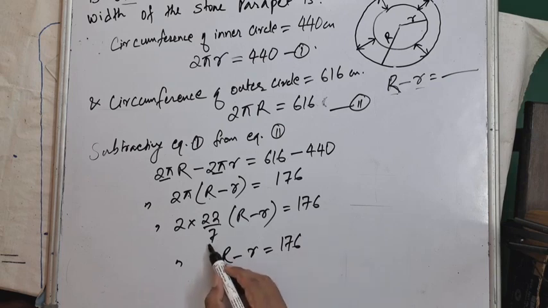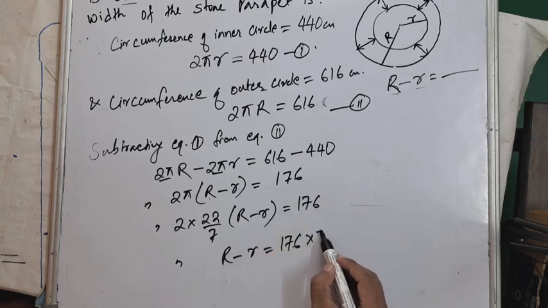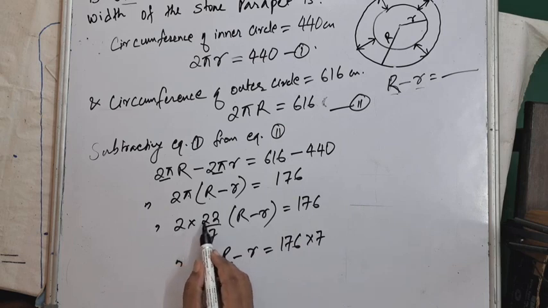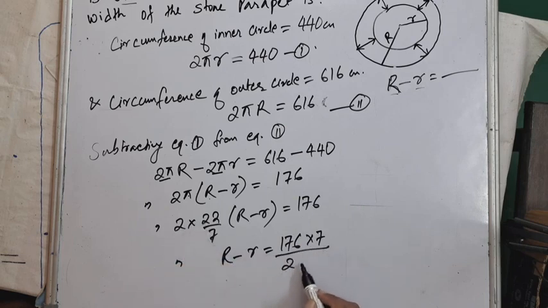This 7 will go to the numerator by cross multiplication, and this 2 into 22 will come down to the denominator by cross multiplication. Okay, so 2 1s are 2, 2 8s are 16, 17, 1 in hand, 2 8s are 16. Okay, so 22 1s are 22, 22 4s are, isn't it? 4 2s are 8, 4 2s are 8, 22 4s are 88.